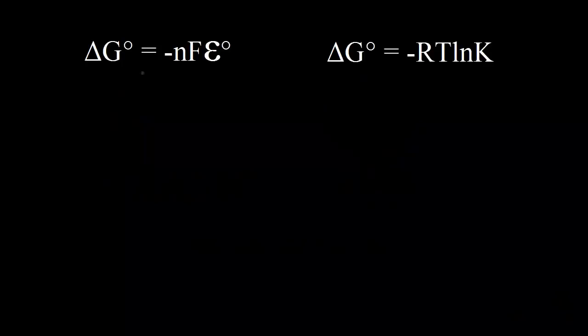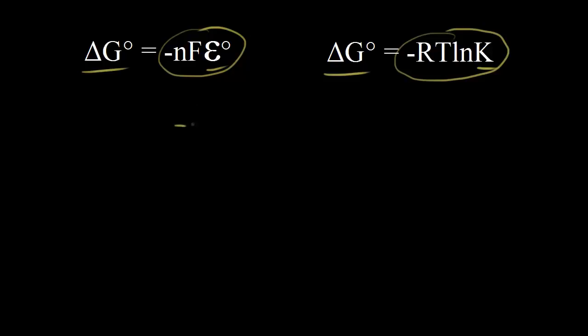We've already seen the equation on the left, which relates the standard change in free energy, delta G0, to the standard cell potential, E0. The equation on the right is from thermodynamics, and it relates the standard change in free energy, delta G0, to the equilibrium constant, K. So we can set these equal to each other to relate the standard cell potential to the equilibrium constant. Since both of these are equal to delta G0, we can say that this is equal to this. So now we have negative nFE0 is equal to negative RT natural log of the equilibrium constant K.